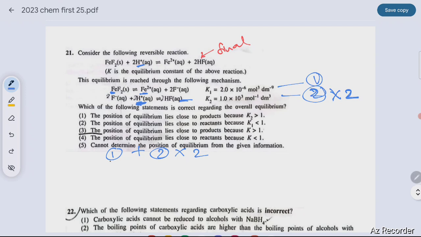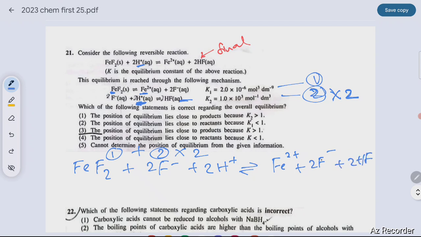So when we add 1 and 2 times 2, we get FeF2 + 2F- + 2H+ ⇌ Fe2+ + 2F- + 2HF. Then 2F- and 2F- cancel. Then we are getting this same reaction. So this is the reaction. Now as I add 1 plus 2 times 2, what does our final equilibrium constant become?